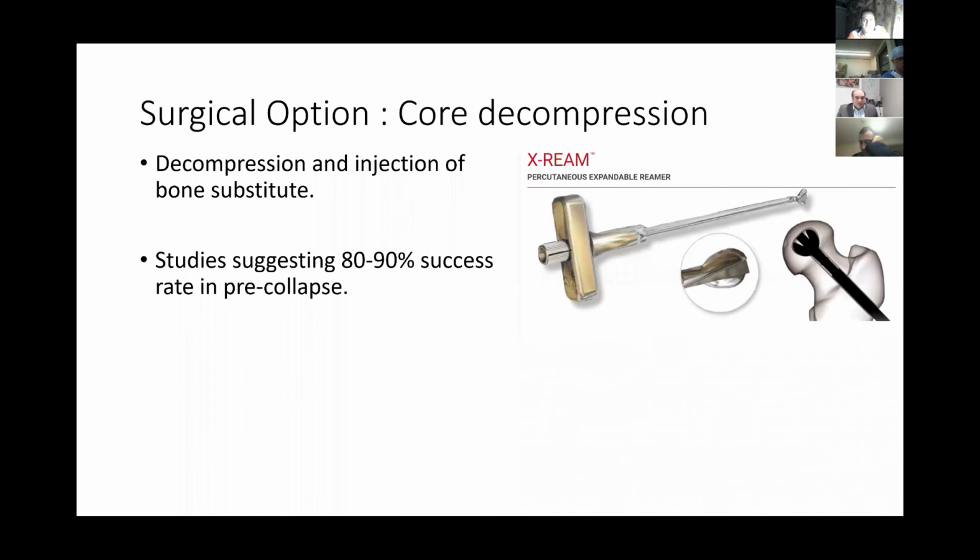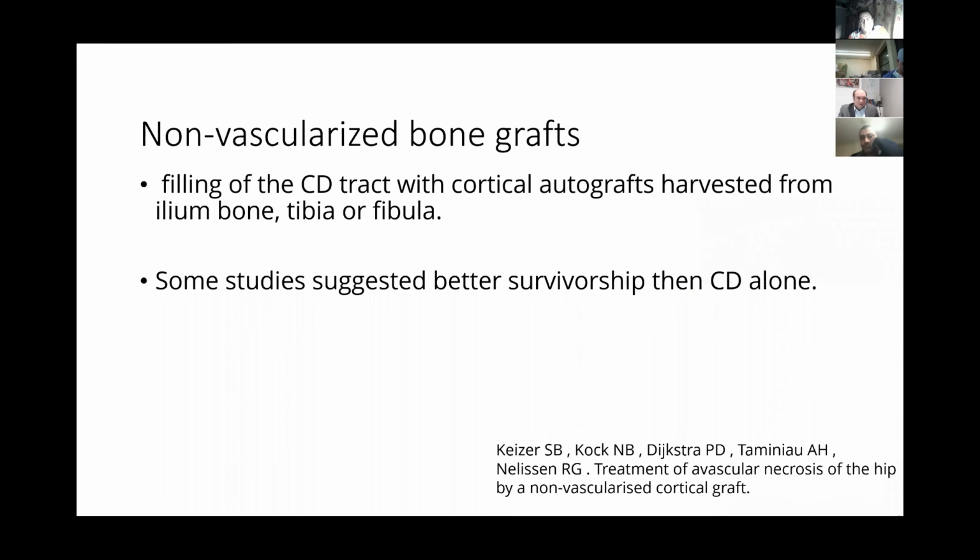Then there's another option that's used in this country called an X-Ream, if some of you are aware of it. It's more or less the same. It's a core decompression. You aim it at the lesion, and then you inject bone substitute. And the studies, which are sort of case series rather than level 1 studies, are quoting 80 to 90% success rate. And there's non-vascularized bone grafts, filling it with cortical autografts, and studies have shown better survivorship than just core decompression.